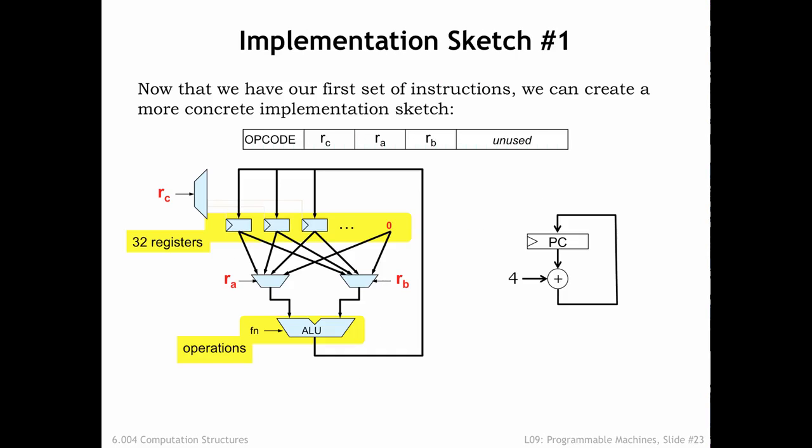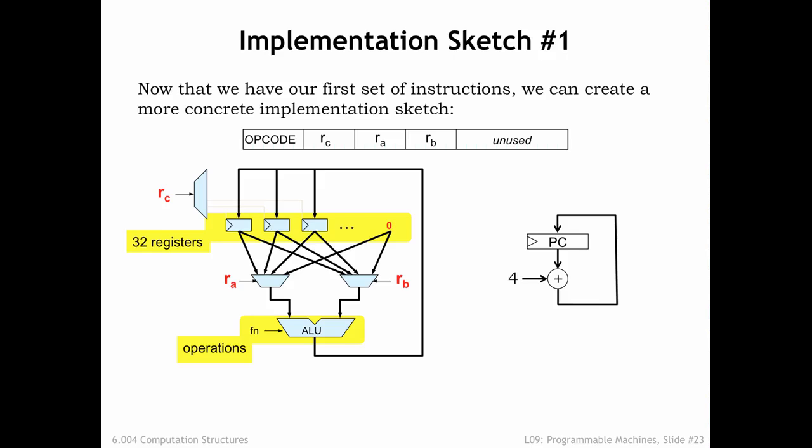Now that we have our first group of instructions, we can create a more concrete implementation sketch. Here we see our proposed data path. The 5-bit RA and RB fields from the instruction are used to select which of the 32 registers will be used for the two operands. Note that register 31 isn't actually a read-write register, it's just the 32-bit constant 0, so that selecting R31 as an operand results in using the value 0.